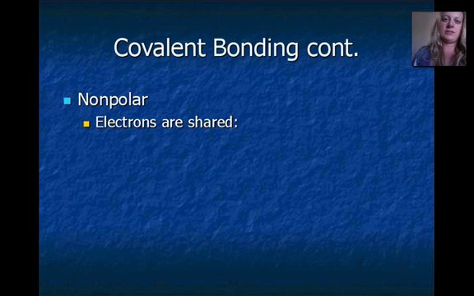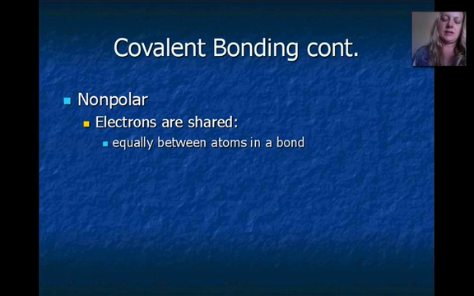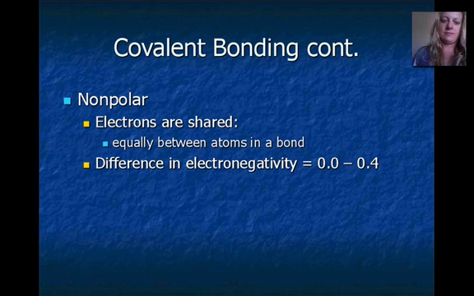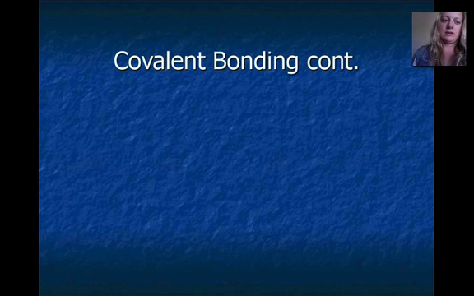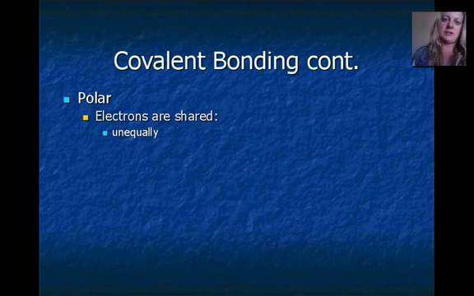All right, what else do you need to know about covalent bonding? Well, there are two types of covalent bonding. The first one is what we call nonpolar, and this means that the electrons are equally shared. The other one is polar. So polar is the opposite. It means there's a pole, or one of the pairs of electrons is pulling more than the other one.